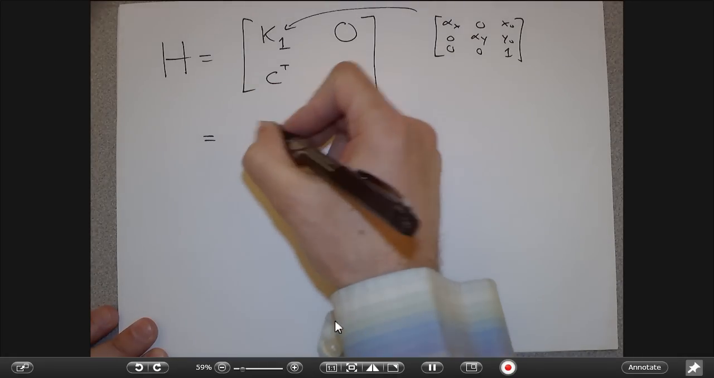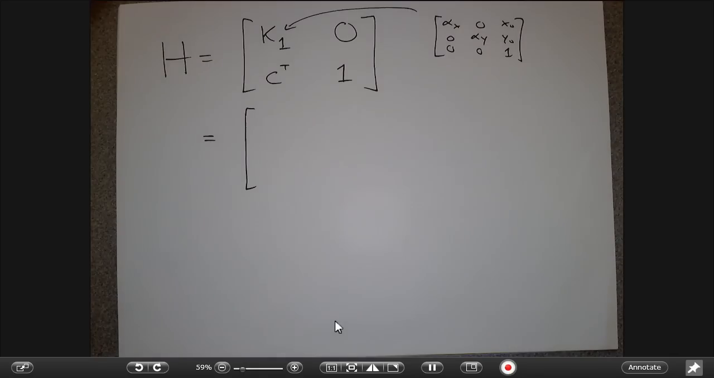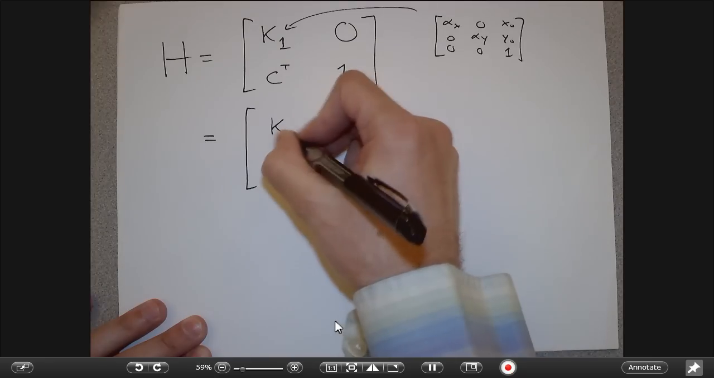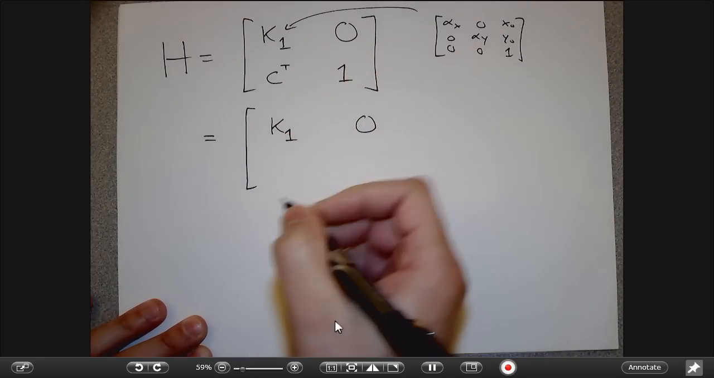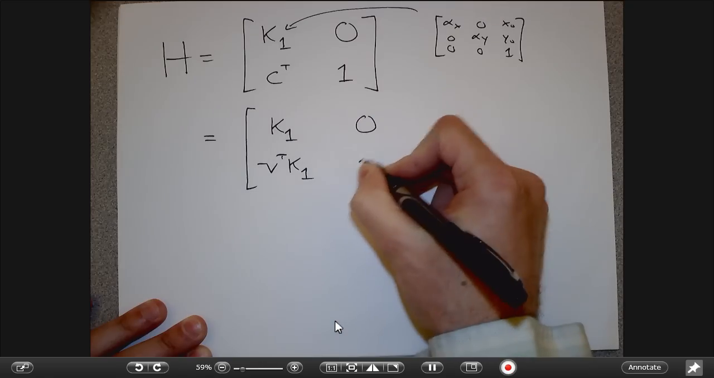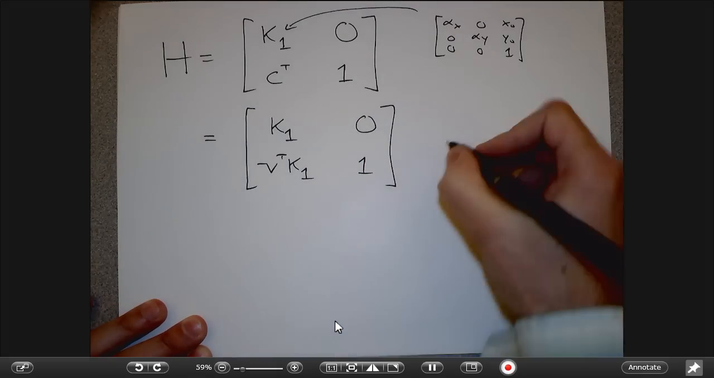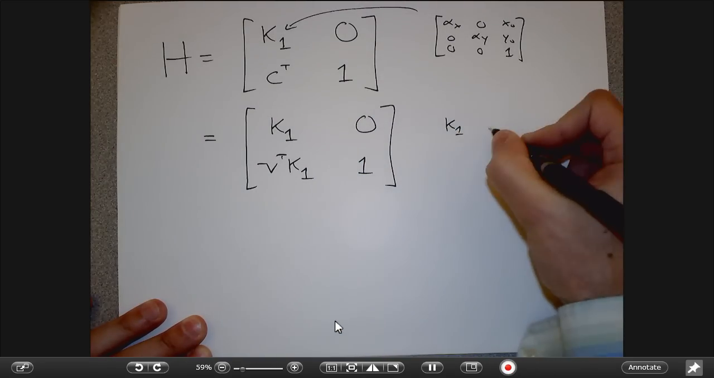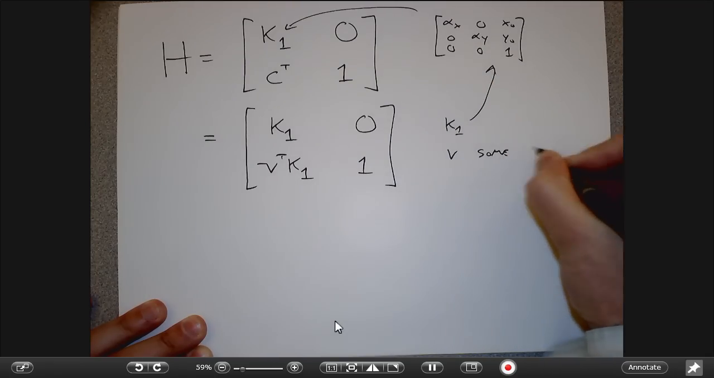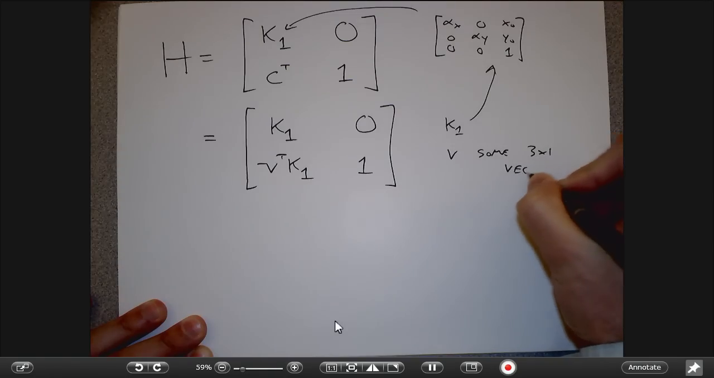I'm going to make this a little easier by renaming this C to be something in terms of K. I'm doing a little bit of a jig here to make this easy for myself later. So here, K1 is this, and V is some 3x1 vector.